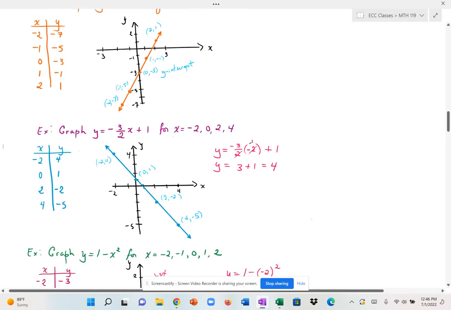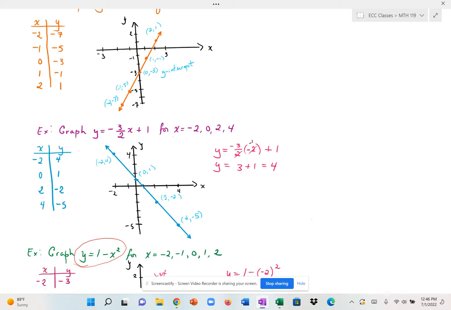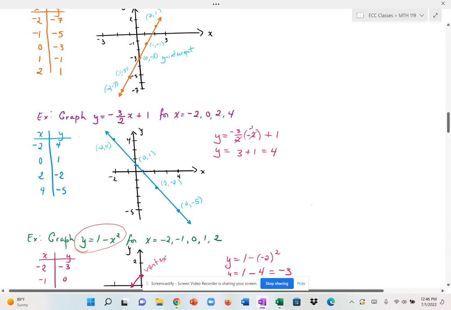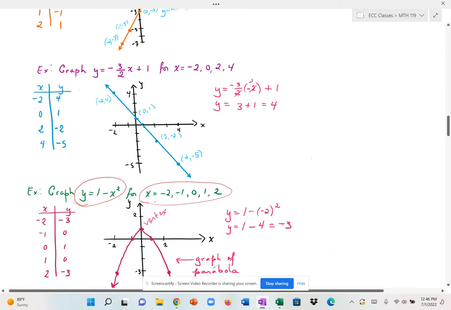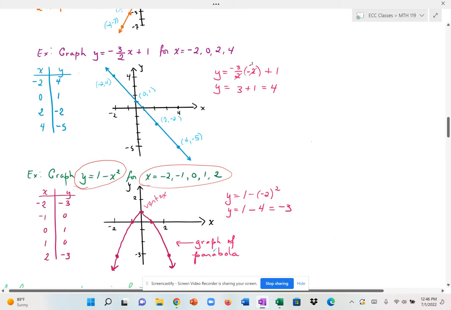Okay, this next equation is a quadratic function. And so the graph is not going to look like a line. It's actually called a parabola. It's going to look like a U. And similar to what I did with the line, I'm going to plug in the values given for x and compute the values of y. So all of those are listed right here.